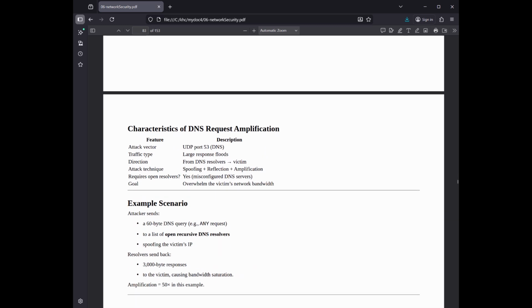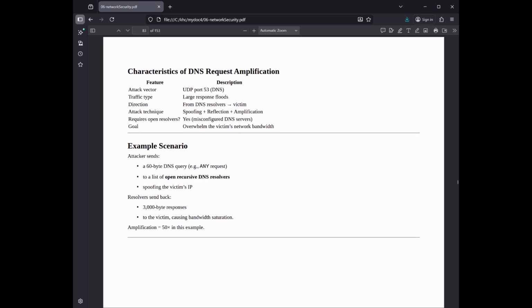Characteristics of DNS request amplification. Feature and description: attack vector, UDP port 53, DNS. Traffic type: large response floods. Direction: from DNS resolvers to the victim. Attack technique: spoofing plus reflection plus amplification. Requires open resolvers: yes, misconfigured DNS servers. Goal: overwhelm the victim's network bandwidth. Example scenario: the attacker sends a 60-byte DNS query, for example an ANY request, to a list of open recursive DNS resolvers. Spoofing the victim's IP, the resolvers send back 3000-byte responses to the victim, causing bandwidth saturation. Amplification equals 50 times in this example.